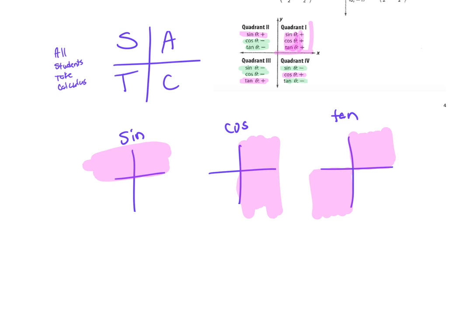More to come about being able to pick out which quadrant we're in and thinking about this, but I think this is a good visual to help with that. For those of you who are more of a visual learner rather than another type of learner, you just have to remember that All Students Take Calculus tells us where the trig functions are positive. You do need to keep that in mind. Okay?